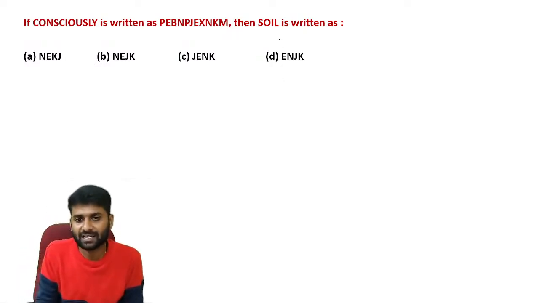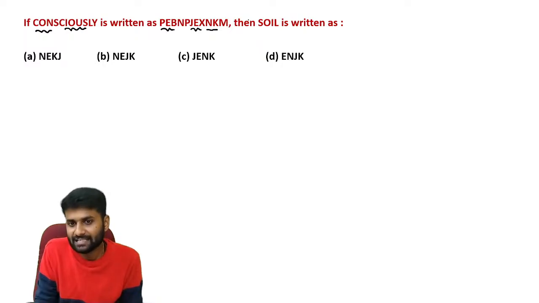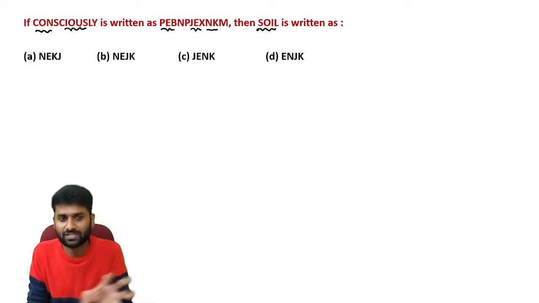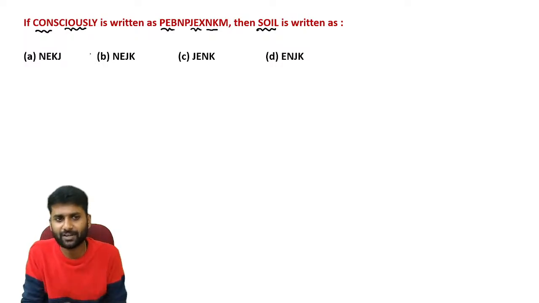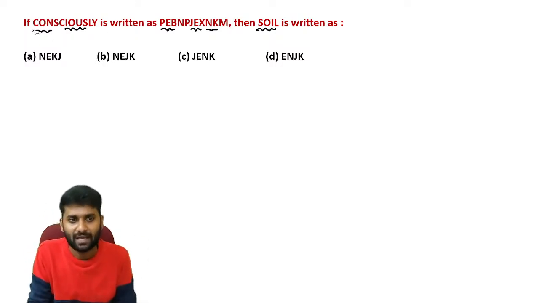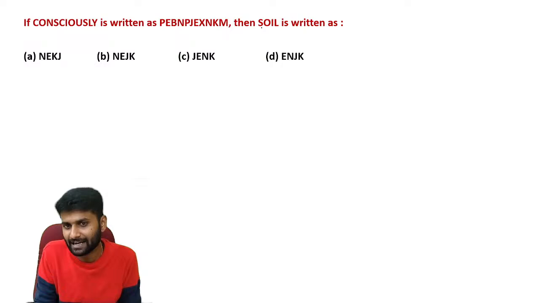My suggestion, guys: here there is only one thing. Each and every letter is represented with another letter. Identify the question. How are you going to find the code language for "soil"? My suggestion here: identify these four letters which are repeated in "consequently". If a letter is repeated, then you can directly take the code language. I will help you out on how to consider the direct code language.